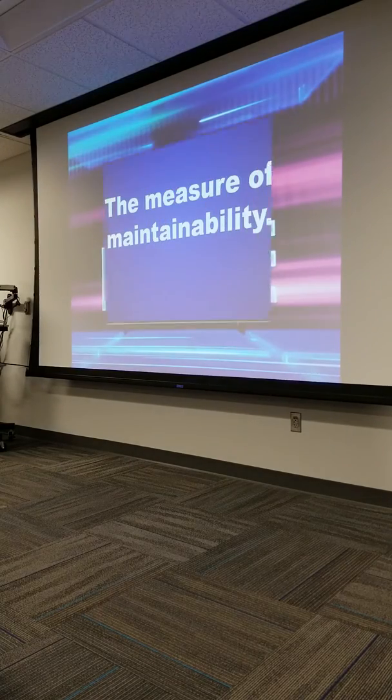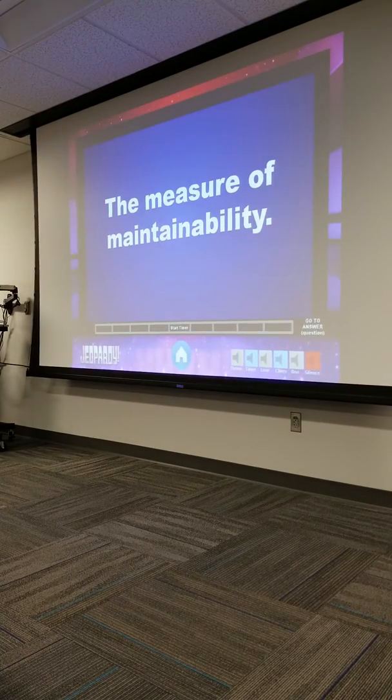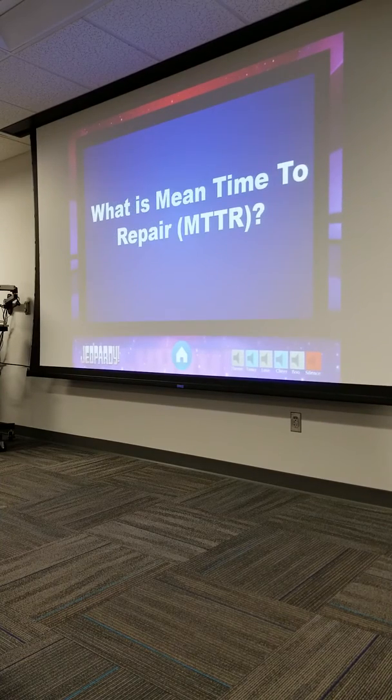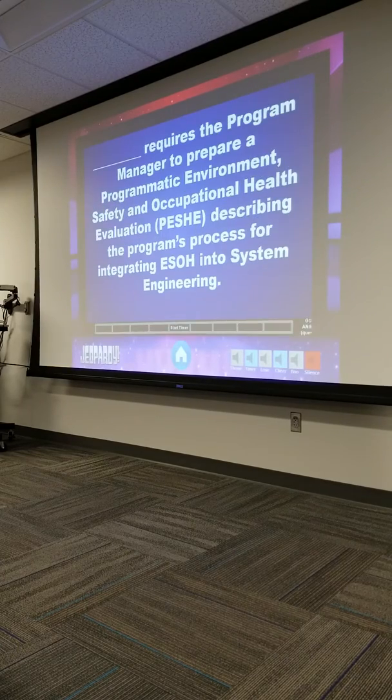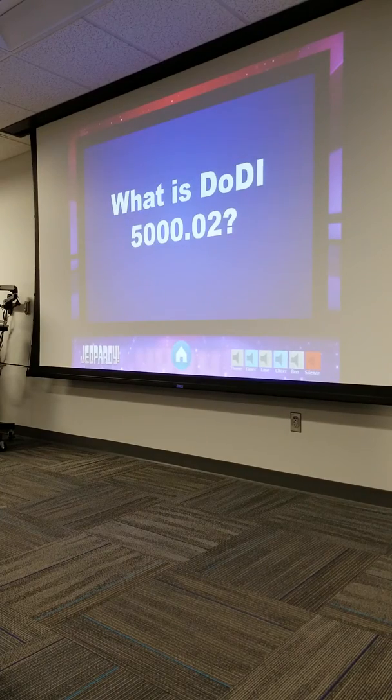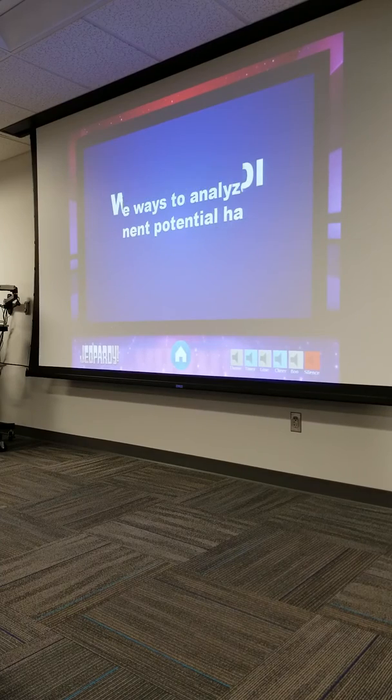What is the measure of maintainability? Mean time to repair. How long does it take to fix? How long does it take to maintain it? Blank requires the program manager to prepare a PESHE. What requires us to do that? DoDI 5000.02 requires that we develop a PESHE for our program.